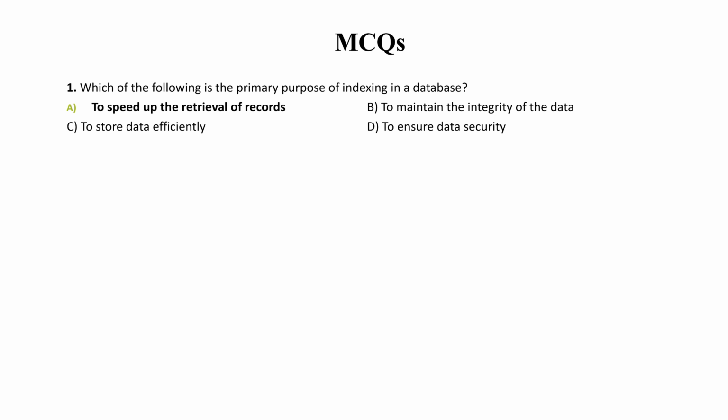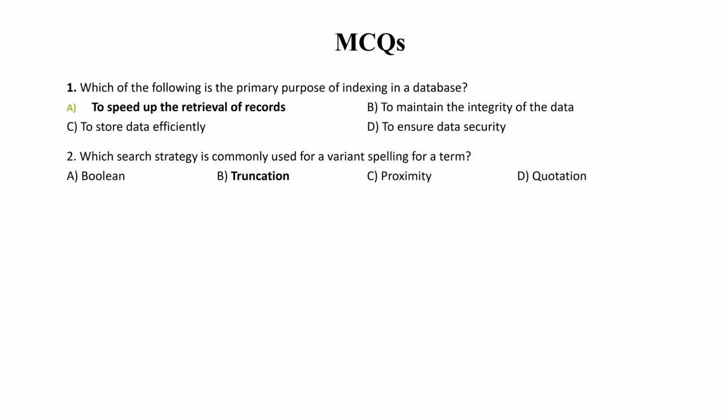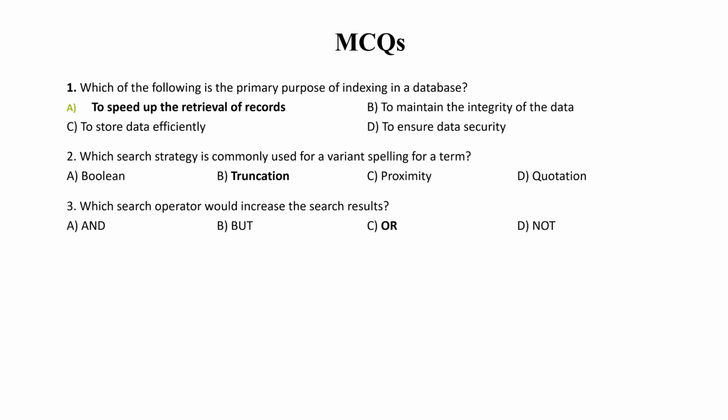These are very important. What search strategies are commonly used by various databases while searching data? These are truncation, Boolean, proximity and quotation, and the most commonly used operator is truncation. Which of the operators is used to give a maximized result? The answer is OR, as I have already told you, OR satisfies both ends.